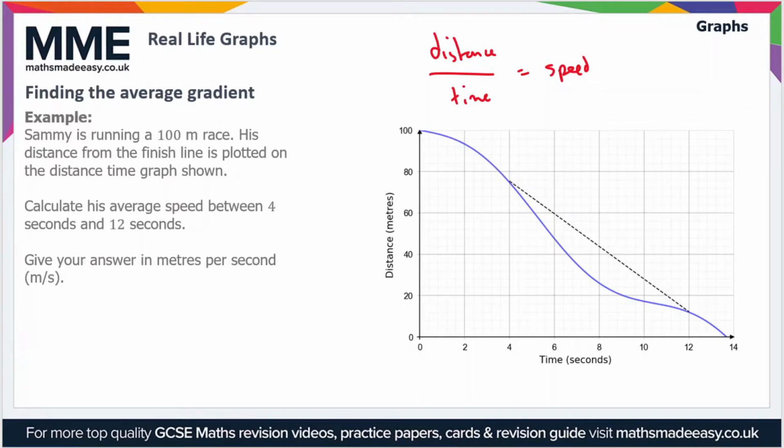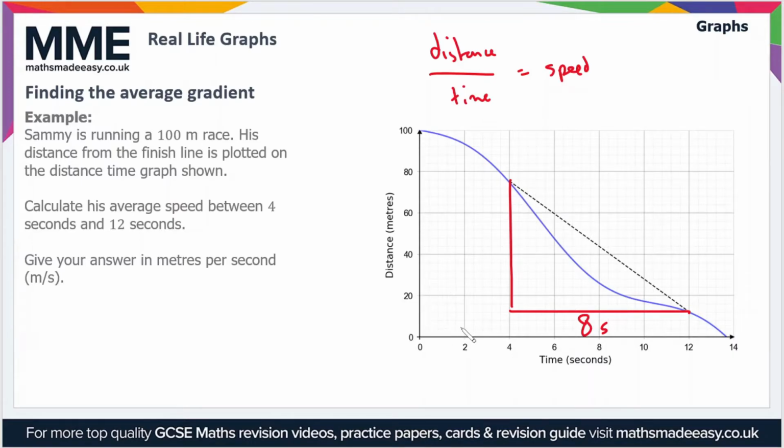So to find the gradient, all we do is form a right angled triangle from this average line that we've drawn. So we'll draw a line across from the base of the triangle, and we'll draw a line up to form the height of the triangle. Now the gradient we'll get from dividing the height by the width. So that's the distance span divided by the time span. The time span is pretty easy to work out, it's just 4 to 12 seconds, so that's 8 seconds in total. Now the distance span is a bit harder to work out.